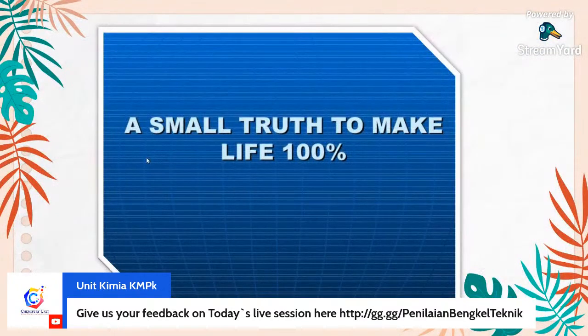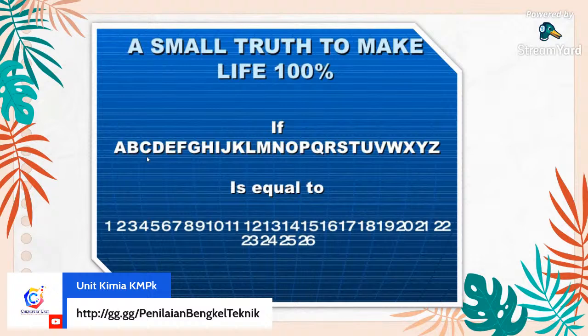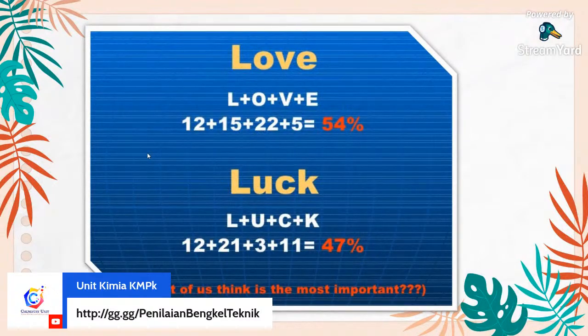So this is a small truth. You may have seen this before. A small truth to make life 100%. Okay, so kita semua tahu abjad ini ada nombor A sampai Z, boleh jadikan 1 sampai nombor 26. Okay, so when you take hard work, you add on all the alphabets punya number, you get 98%. Okay, knowledge, you get 96%, which is important. Definitely it is important. Okay, and then love, 54%, luck, 47%.